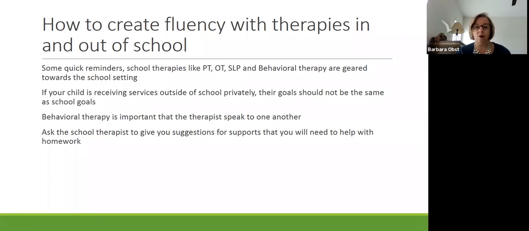And I have found on the whole that many school therapists, the PTs, the OTs, the speech and language, and even the behavioral therapists, if there is a behavioral plan at school and you have a behavioral plan at home, we want to make sure that we are using the same language and we are not having so much thrown at this child to try to change the behaviors, because we usually can only change one behavior at a time.